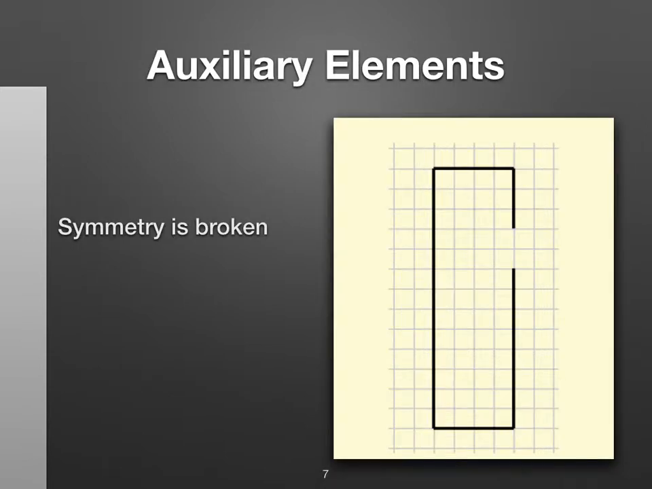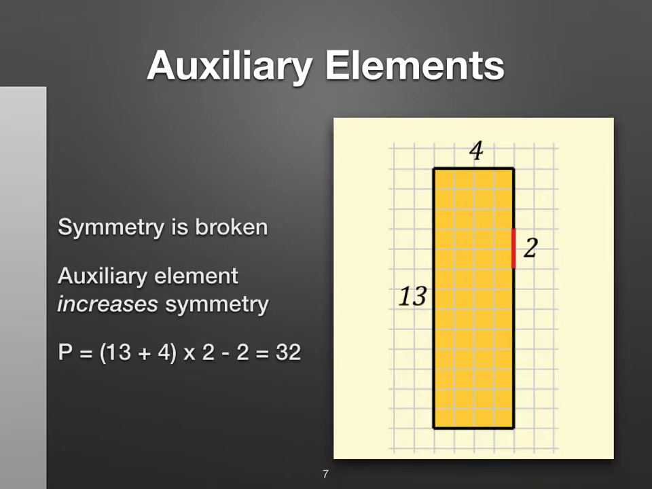Auxiliary elements. There is no symmetry in this figure because one side has a hole. Drawing an additional line adds symmetry and simplifies the solution. We tell the students that the additional line is called an auxiliary element and explain its importance in problem solving.